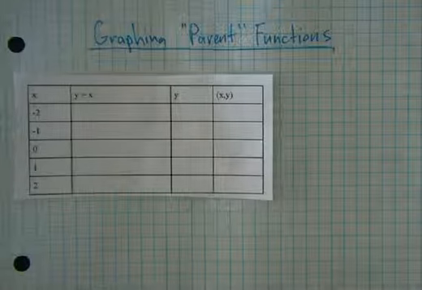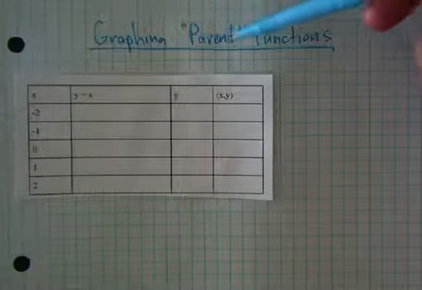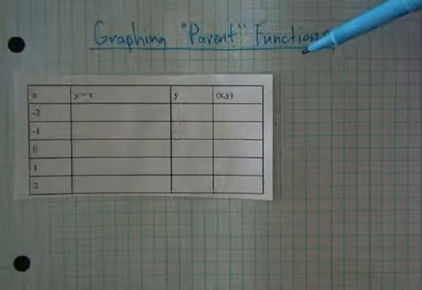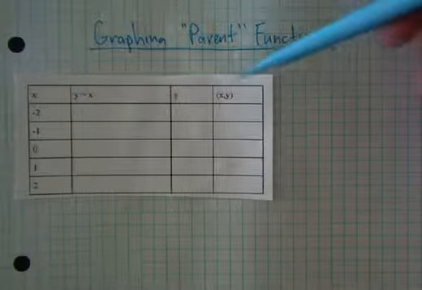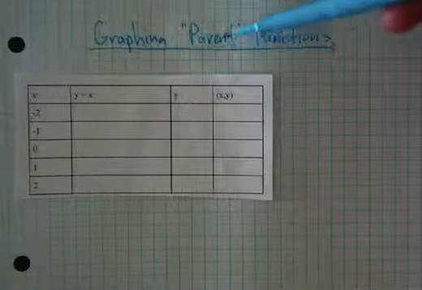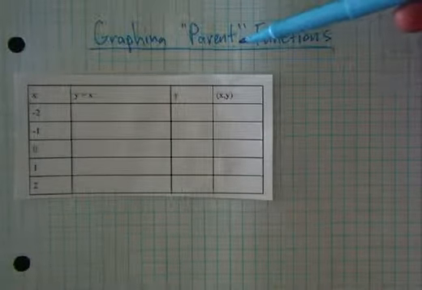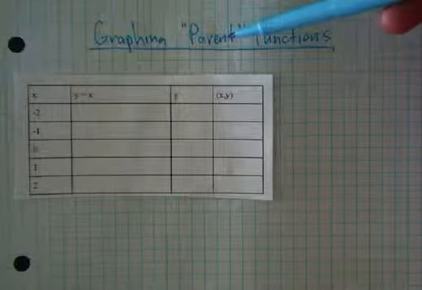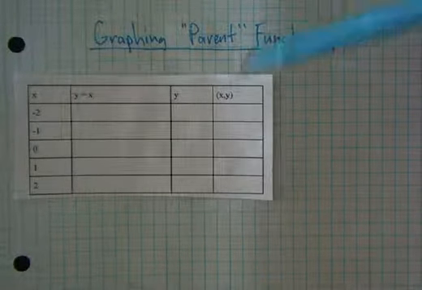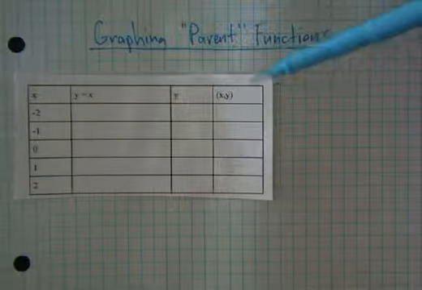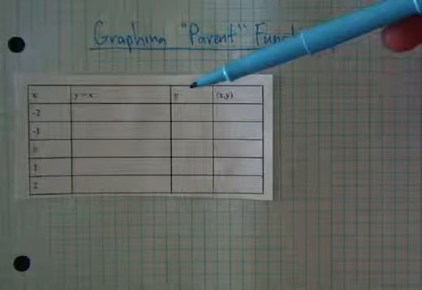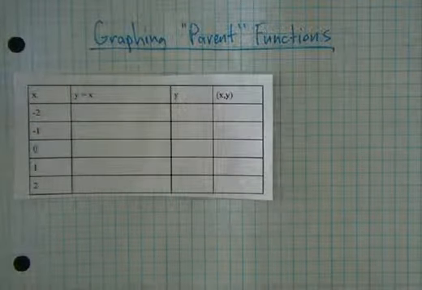Okay. So here we're going to graph parent functions. Parent functions are the base functions that you might see, and they can be modified in various ways. So I'll show you some examples of how they can be modified. But these are the basic base functions, okay? So the first one, this is actually the linear function. This is y equals x, okay?